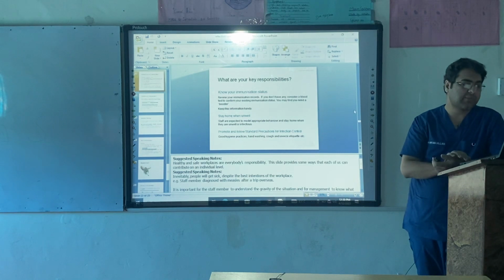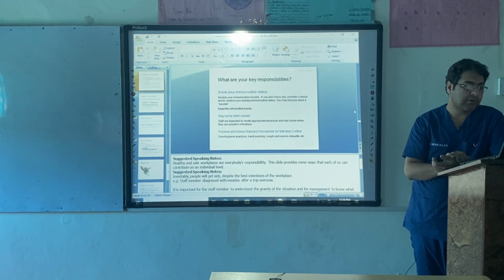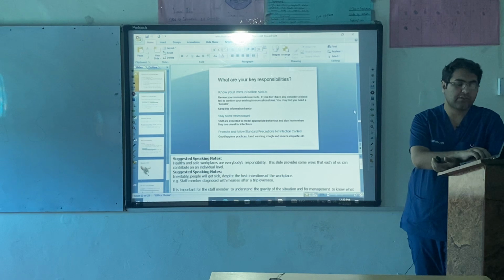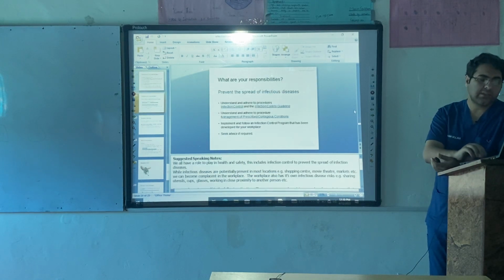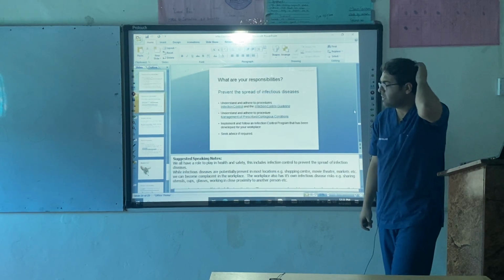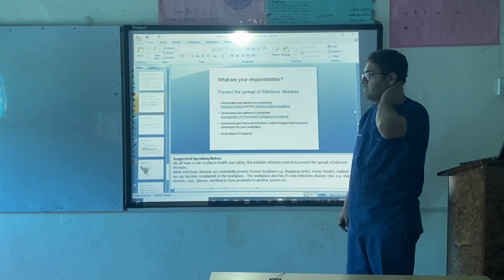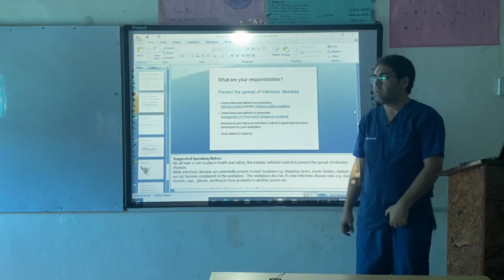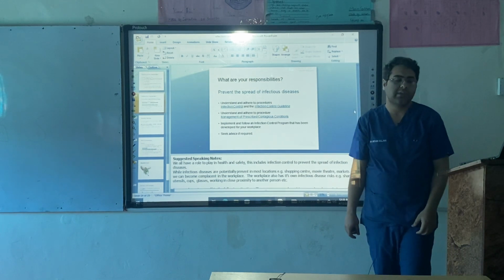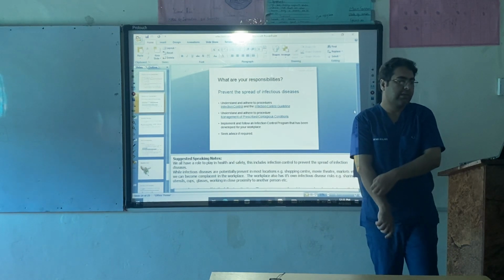So, stay home when unwell. Staff are expected to model appropriate behavior and stay home when they are unwell or infectious, and promote and follow standard precautions of infection control as well. These are the important things. For example, if somebody is having a serious illness, he should inform the concerned authority, then inform the administration of the hospital, and he should stay at home.